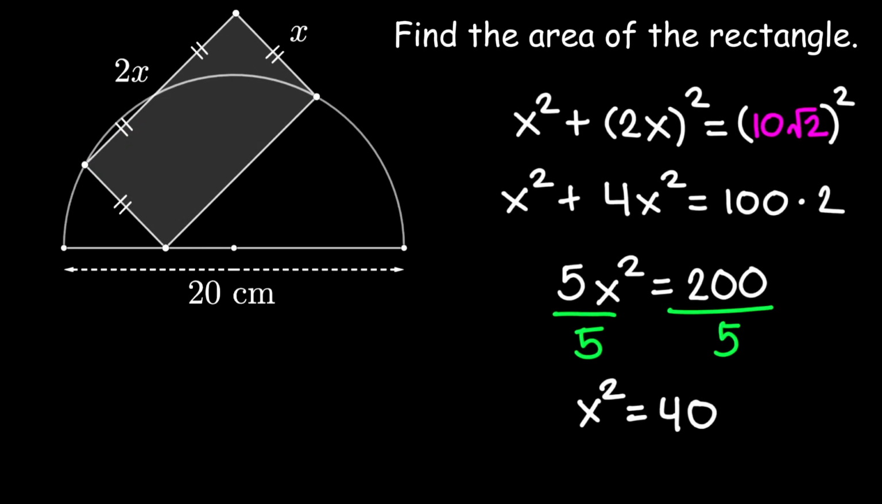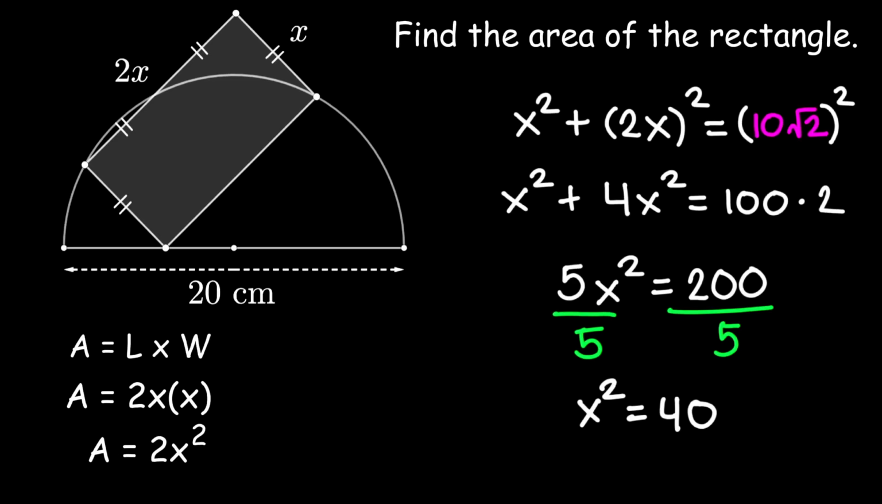Now it's time to calculate the area of the rectangle. The area is length times the width. Note that length is 2x, while the width is x. Upon multiplying, the area expression is 2x squared. Finally, substitute x squared equals 40 into the expression. The area is 2 times 40, which is equal to 80. The area of the rectangle is 80 square centimeters.